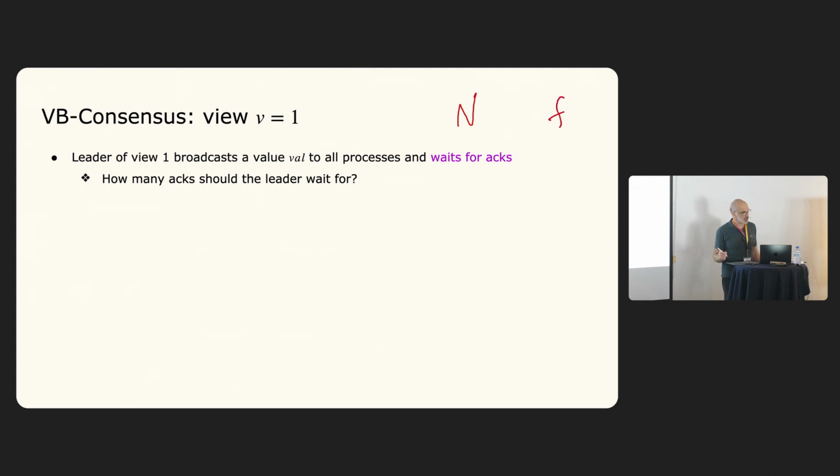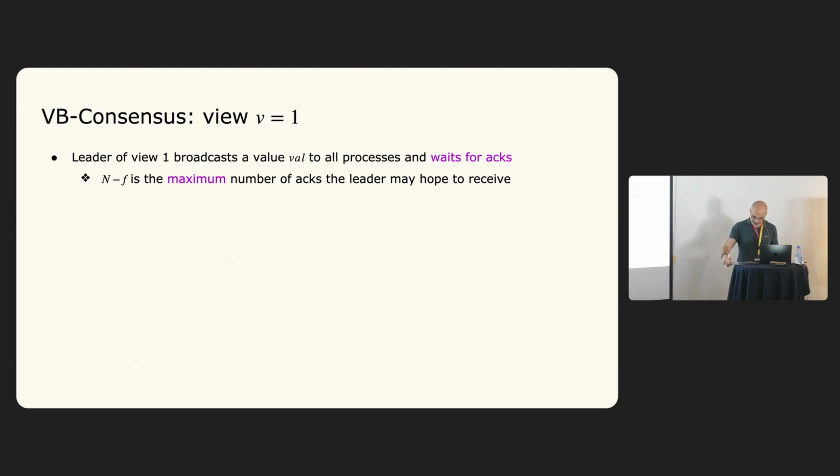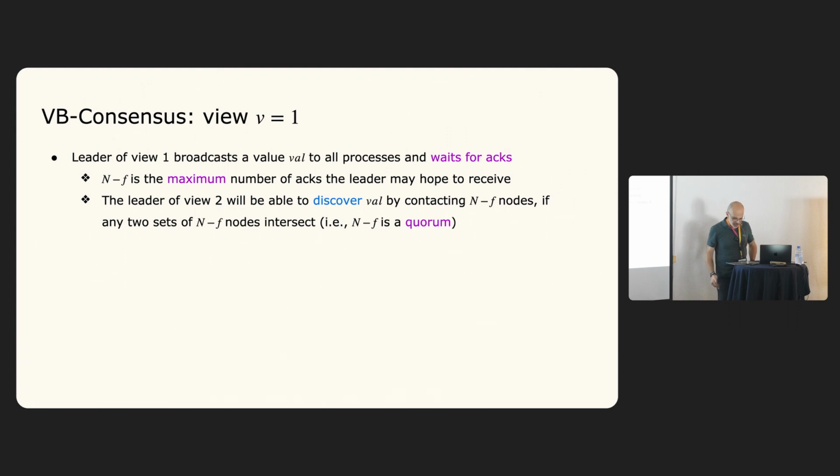N minus f, I would say. Right? Because where do you find another one if f fail? So the best the leader can hope for is to get n minus f ACKs. Okay. Because f can fail, so n minus f is the maximum.